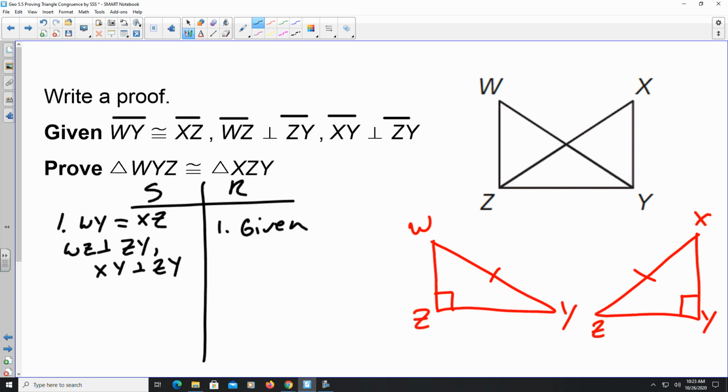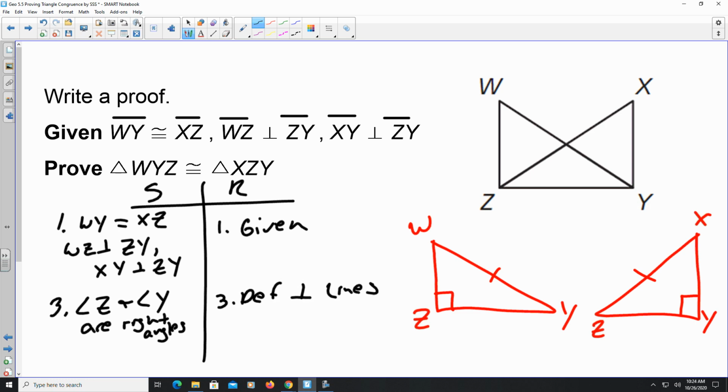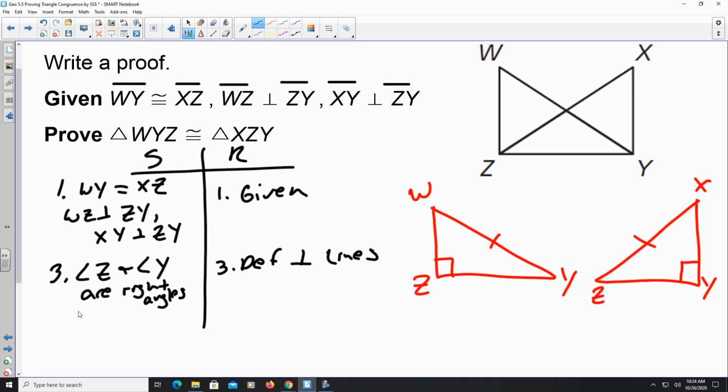So to start with, we can make the conclusion because of the perpendicular lines. I can say that angle Z and angle Y are right angles due to the definition of perpendicular lines. And if they are right angles, we can then conclude that these two triangles are in fact right triangles.